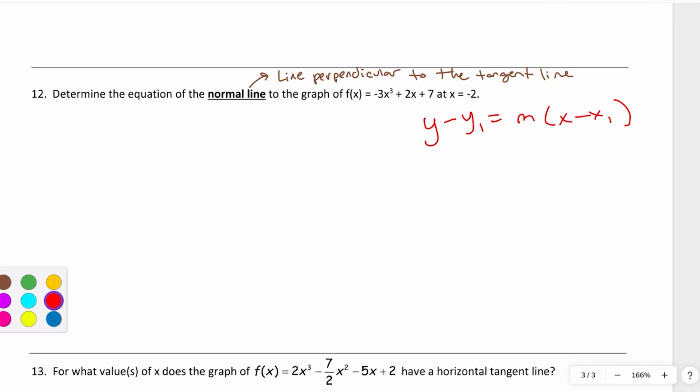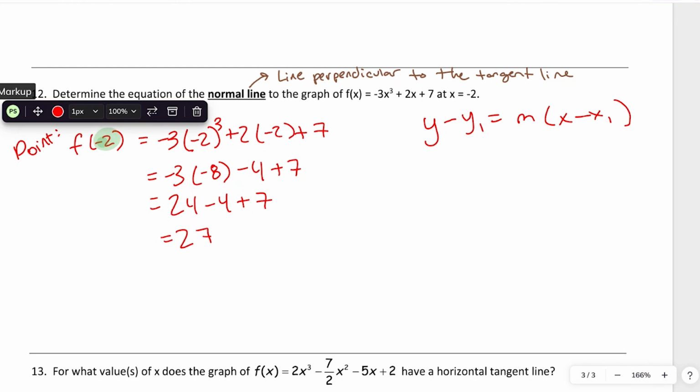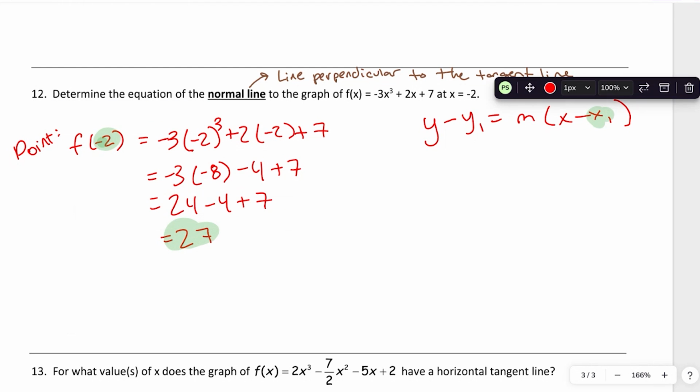Let's find the point first. So f of negative 2, here we go, find the point. f of negative 2 is going to be negative 3 times negative 2 cubed plus 2 times negative 2 plus 7. Negative 3 times negative 8 minus 4 plus 7. So that's going to be 24 minus 4 plus 7. That's going to be 27. All right, so now I've got my x1, my y1.